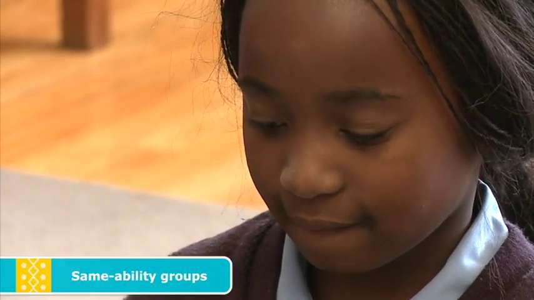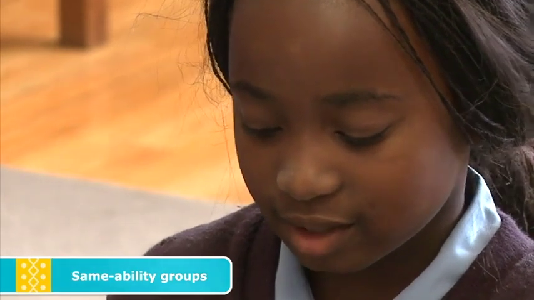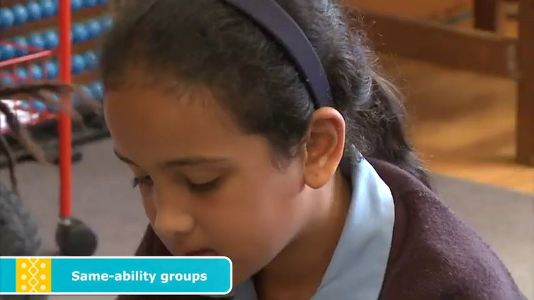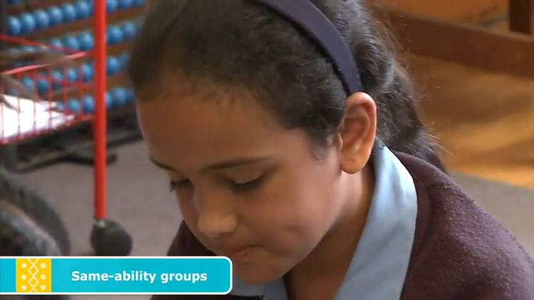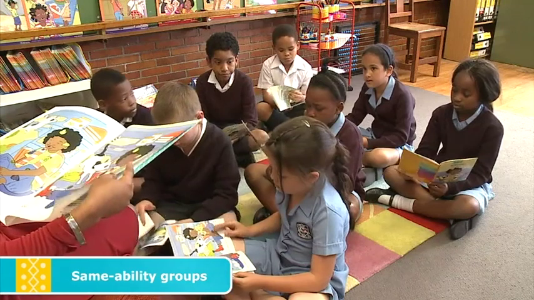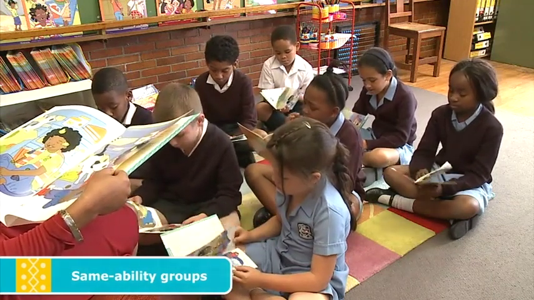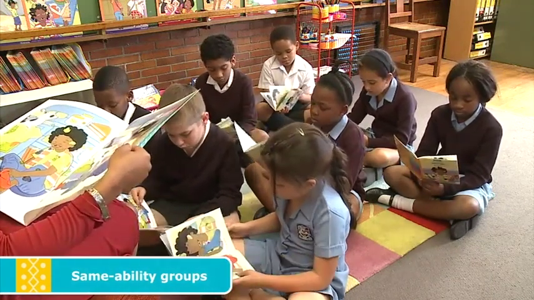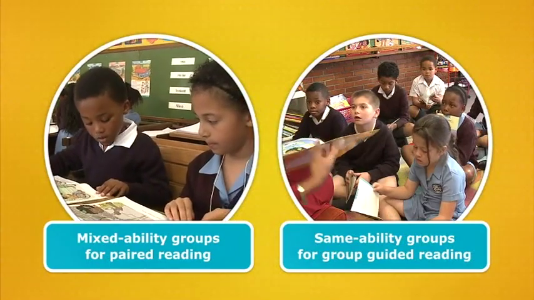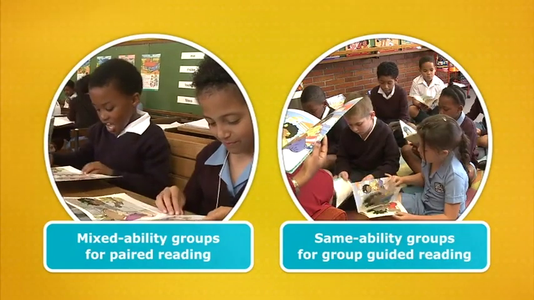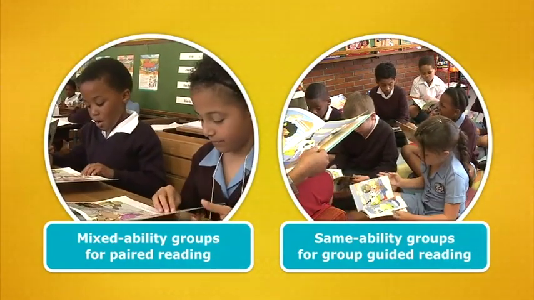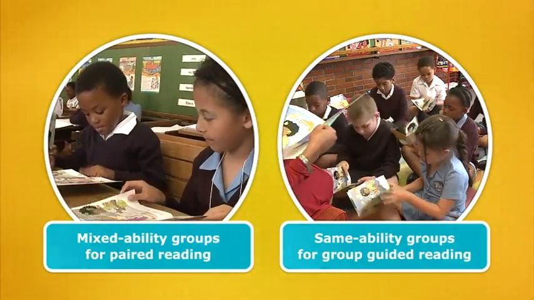Stronger readers also do not become bored or frustrated because of slower readers or because the book that they are reading is too easy. Learners who have difficulty reading can also receive added support and progress at a slower pace. To summarize, mixed ability groups are beneficial for paired reading, whereas same ability groups are best for group-guided reading.